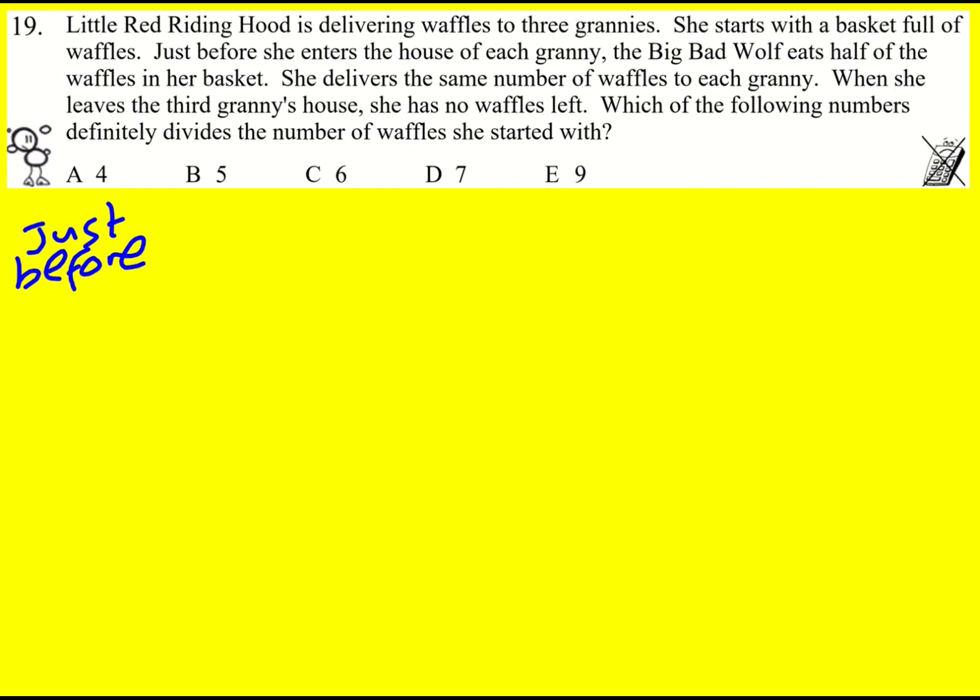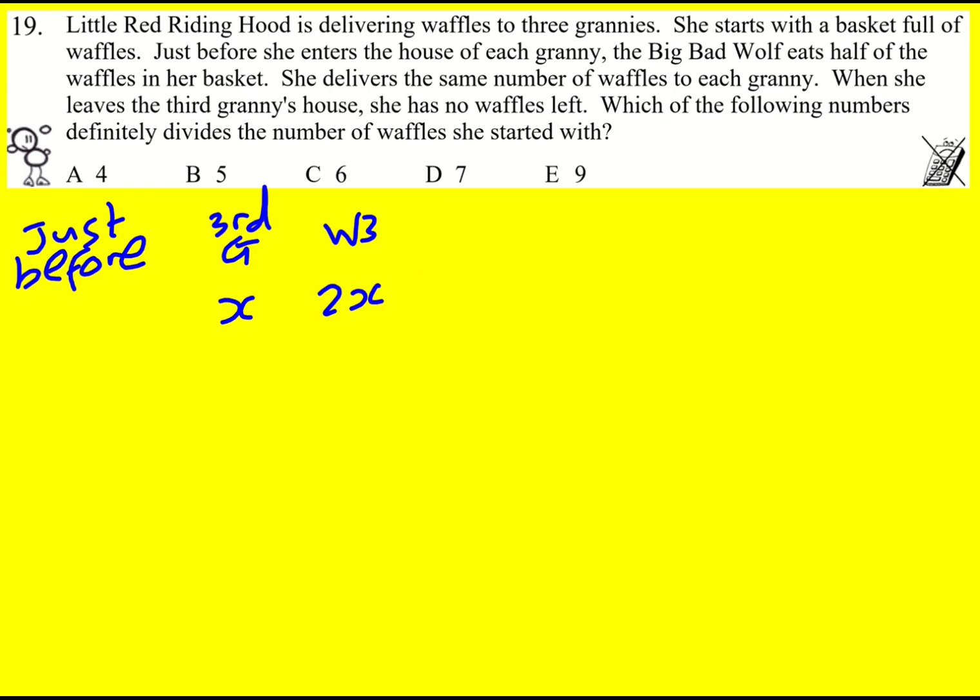So she starts with 0, and then just before the third granny, she would have had X waffles left. That's the final amount she's given. Now, because she delivers the same number of waffles to each granny, that's the number she's going to give each time. So I'll just make a note of that. And then we've got the wolf, the third time. So maybe I call it wolf 3. It's not the third wolf because it is the same wolf, but I'm just going to write 3 to illustrate that. Right, the wolf ate half of the waffles, so I need to double X.